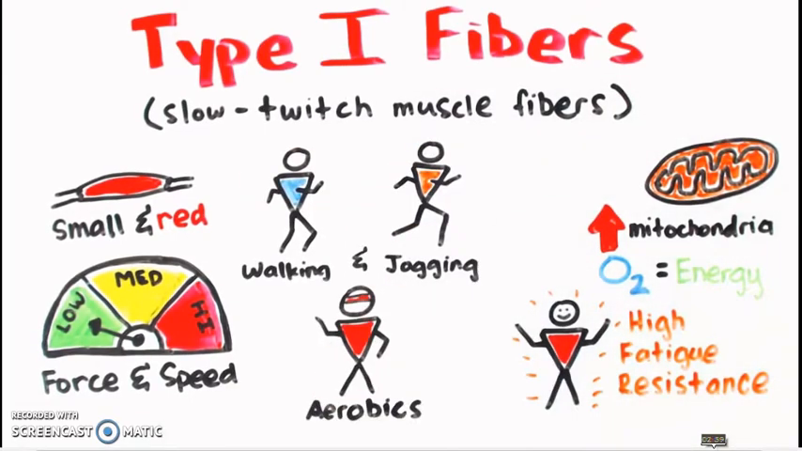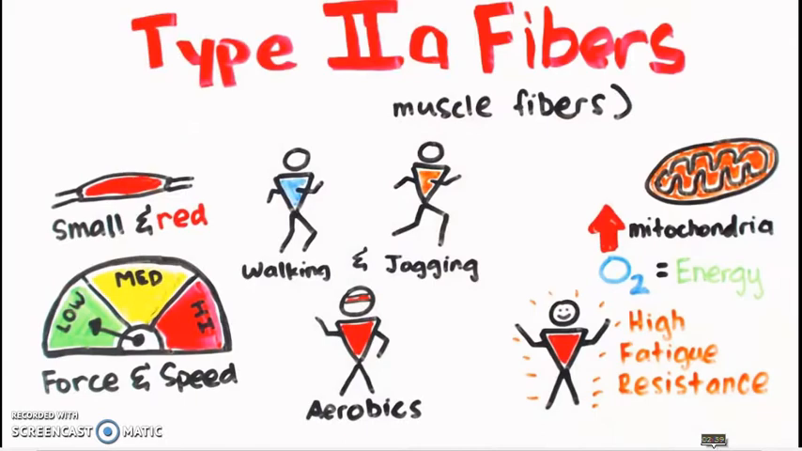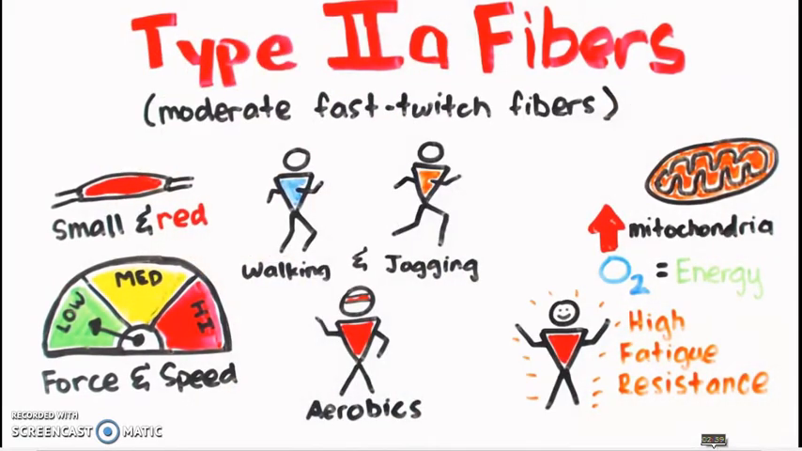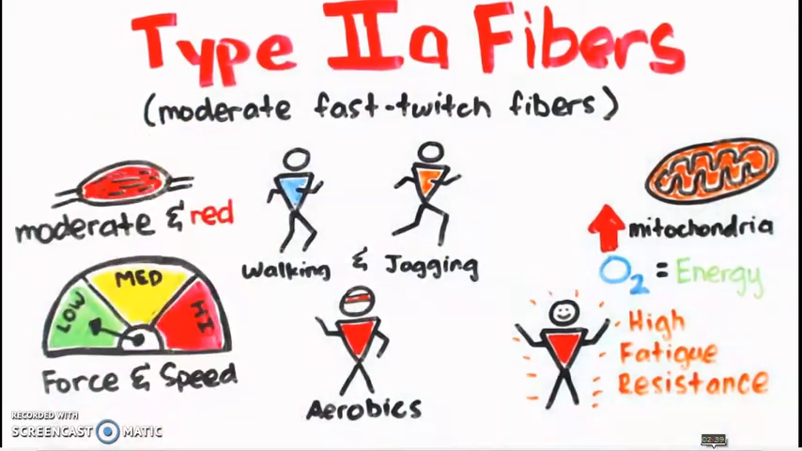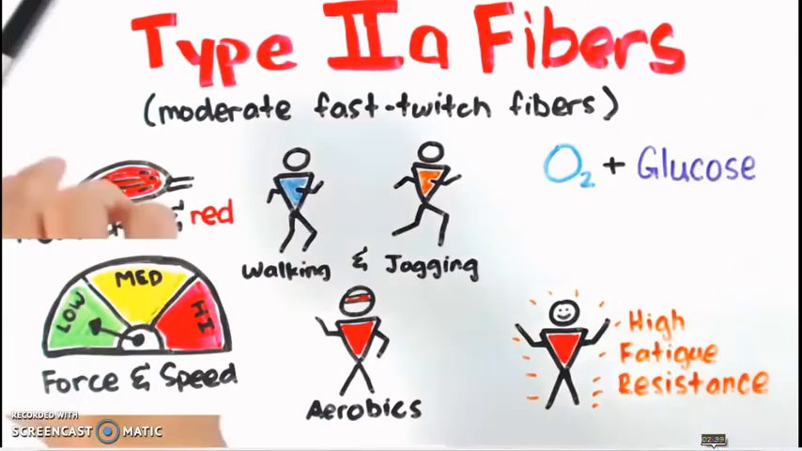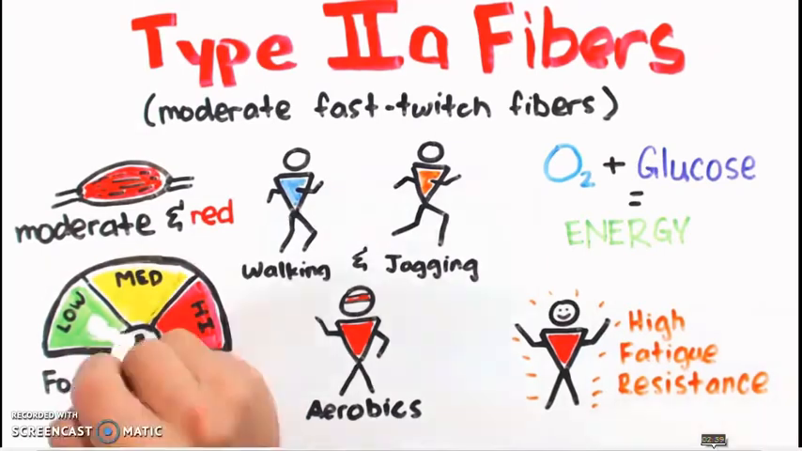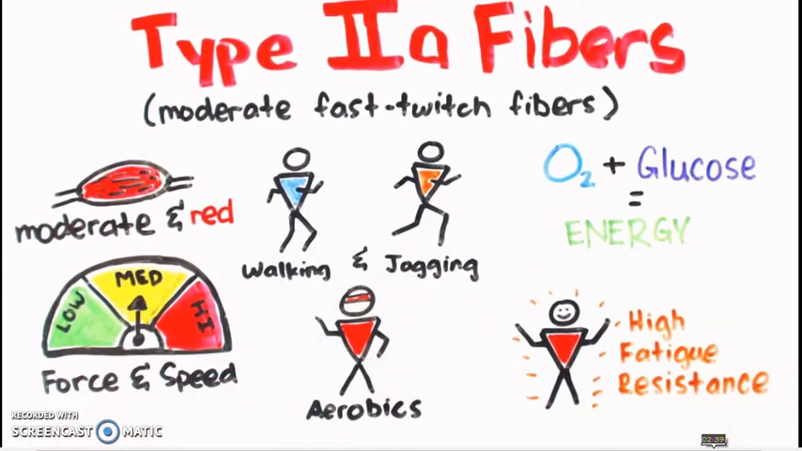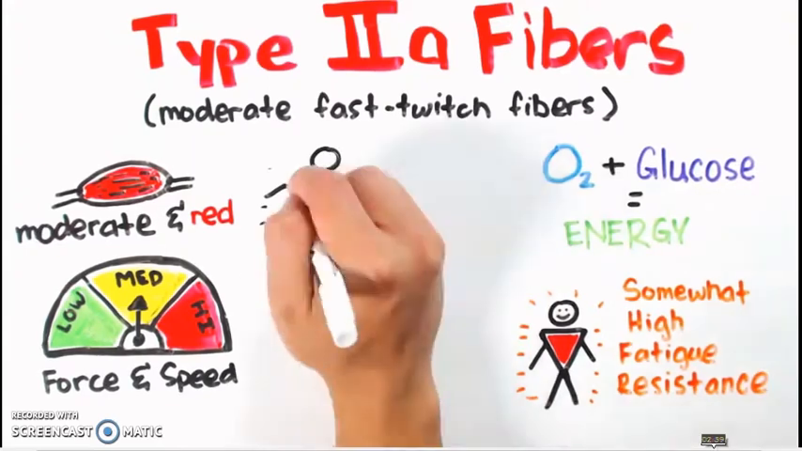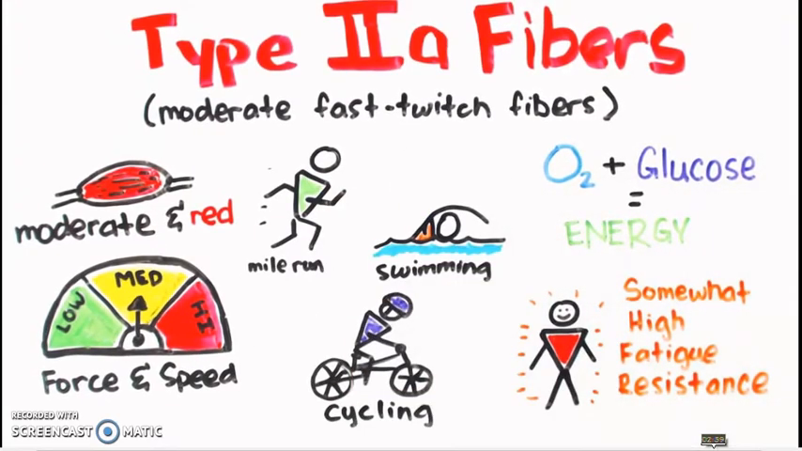They are the primary fibers used during low-intensity activities with steady oxygen consumption, such as walking, jogging, or aerobics. Type 2A fibers, aka moderate fast twitch fibers, are also red but intermediate in size. These larger fibers typically use a combination of oxygen and glucose as a source of energy. This combination allows for quicker contracting speed and higher force output compared to type 1 fibers. However, fatigue resistance isn't as high. These fibers are typically activated during anaerobic activities that are moderate in duration, such as a mile run, swimming, and short-distance cycling.